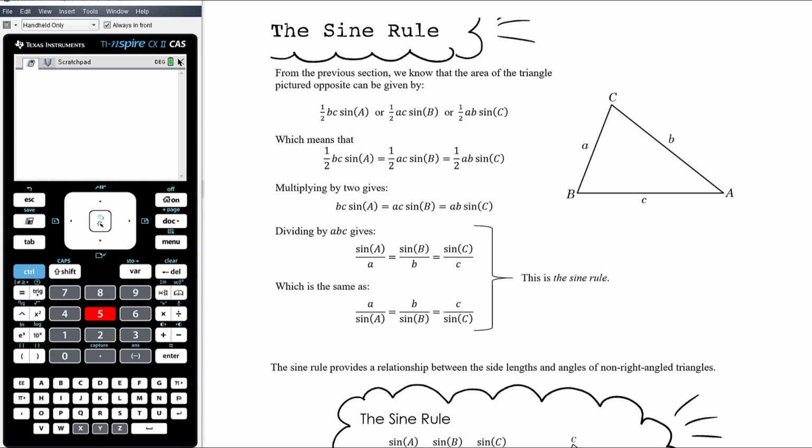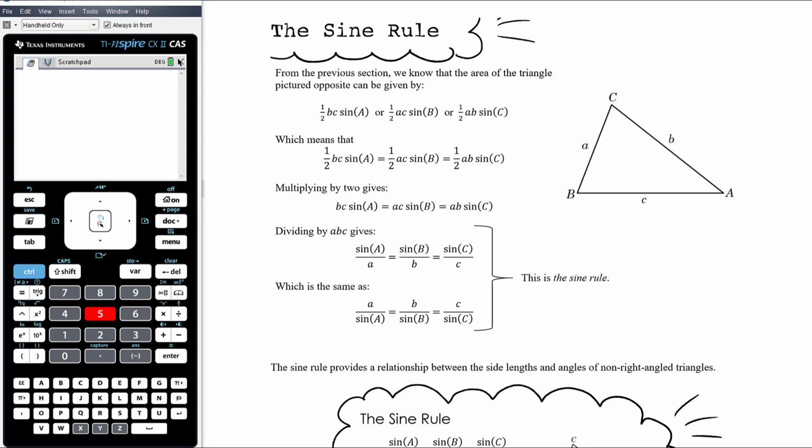Okay, so in our previous section, we know the area of the triangle pictured opposite. This is our most general triangle, corners labelled capital A, B and C, opposite side lengths labelled lowercase a, lowercase b and lowercase c. And we know that we find the area of this triangle by doing half times BC times sine of A. Okay, so that's making use of these two lengths and the angle in between. Or we could do half times AC times sine of B, making use of those two lengths and that angle. Or we could do half times AB times sine of C, making use of those two lengths and that angle.